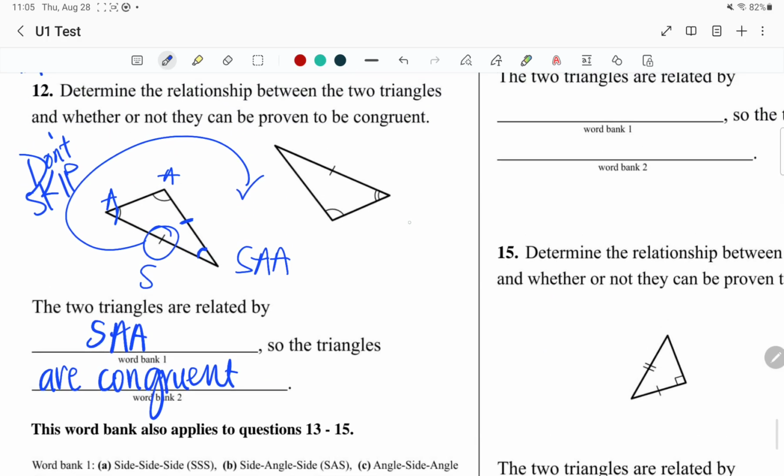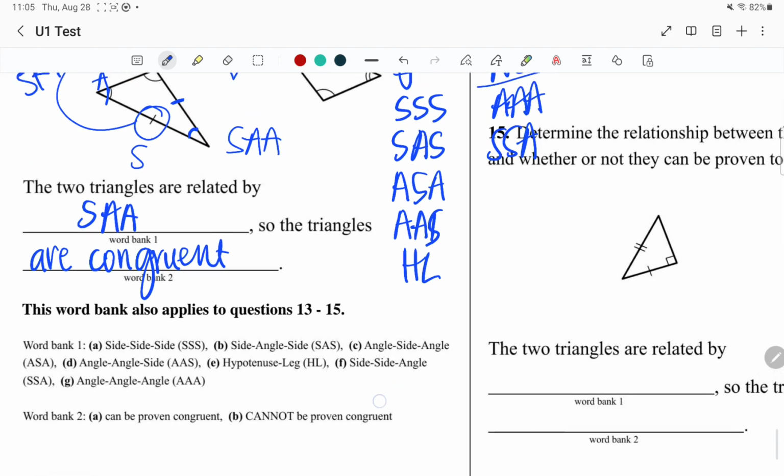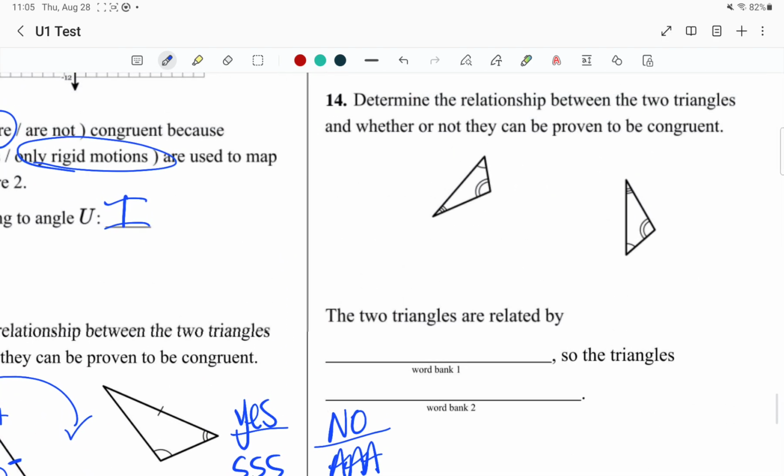Remember, our theorems that prove congruence are side, side, side; side, angle, side; angle, side, angle; angle, angle, side; and hypotenuse leg. So these are yeses. The no's are angle, angle, angle, and side, side, angle. Okay, now that we have that base, let's keep going.